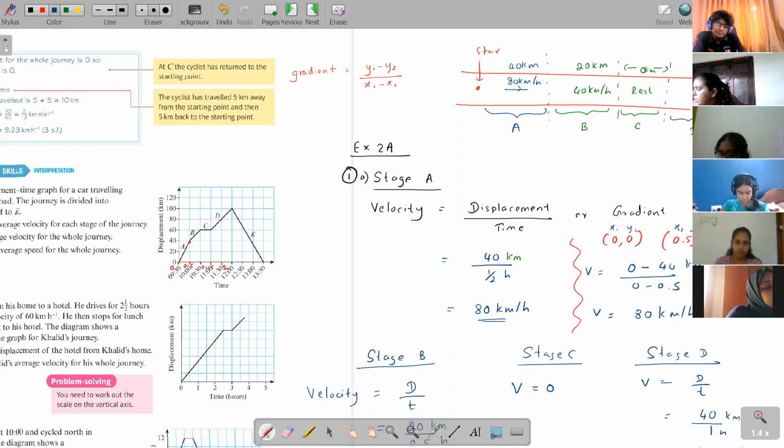Then you come to stage D. Stage D, you have moved how many kilometers? 40 kilometers at again 80 kilometers per hour.